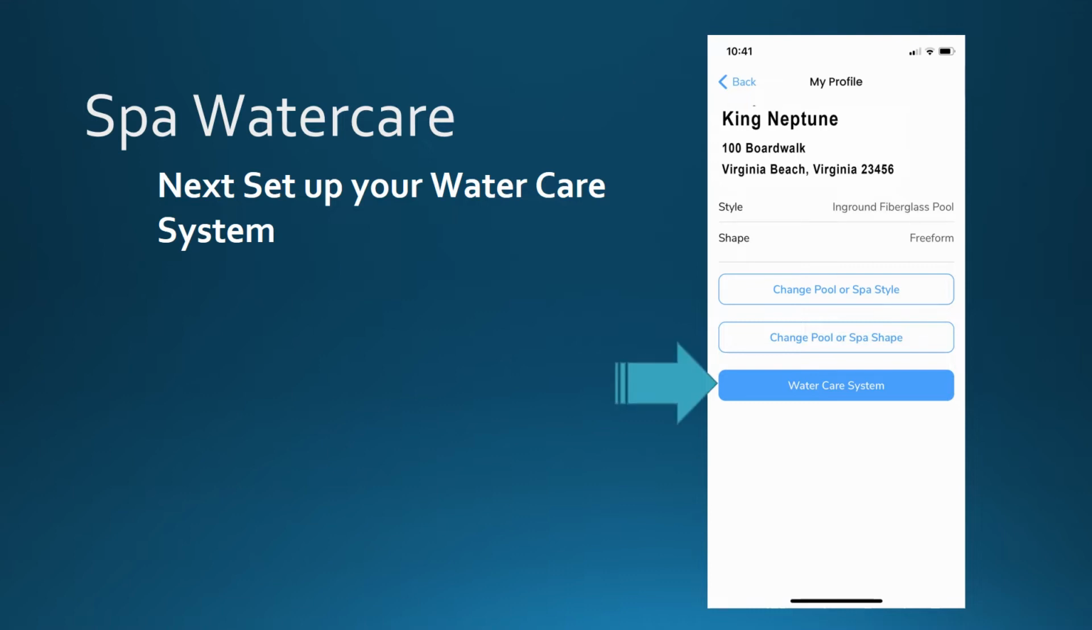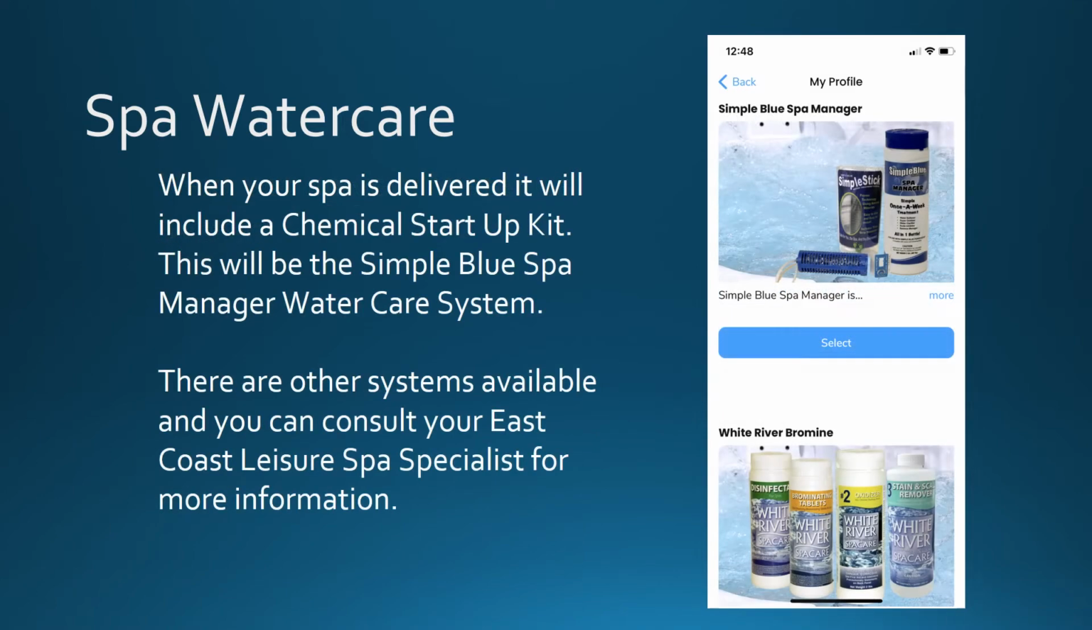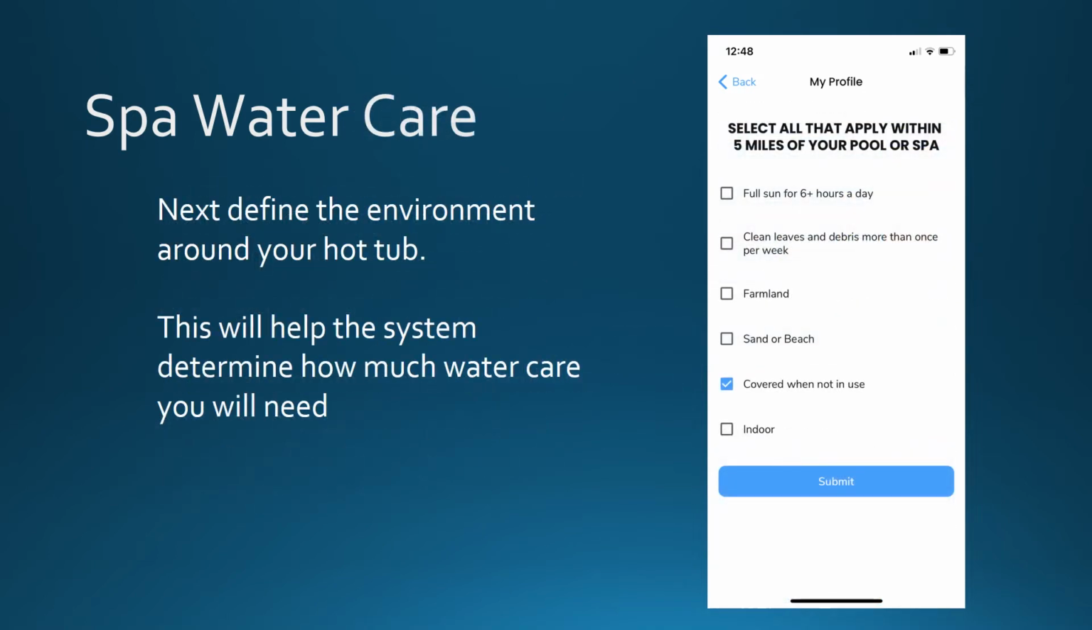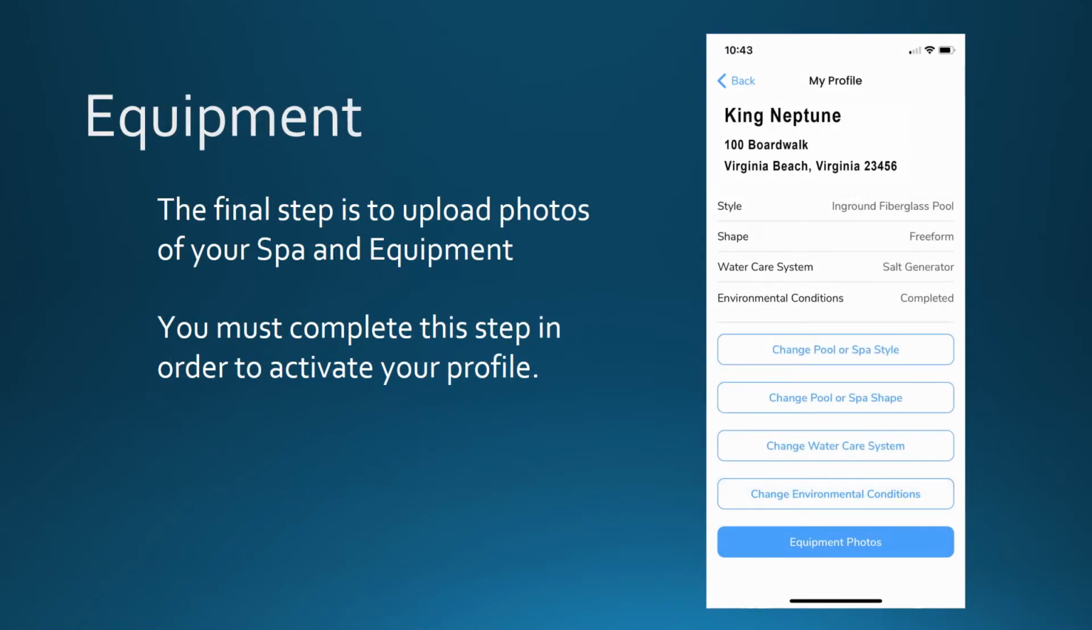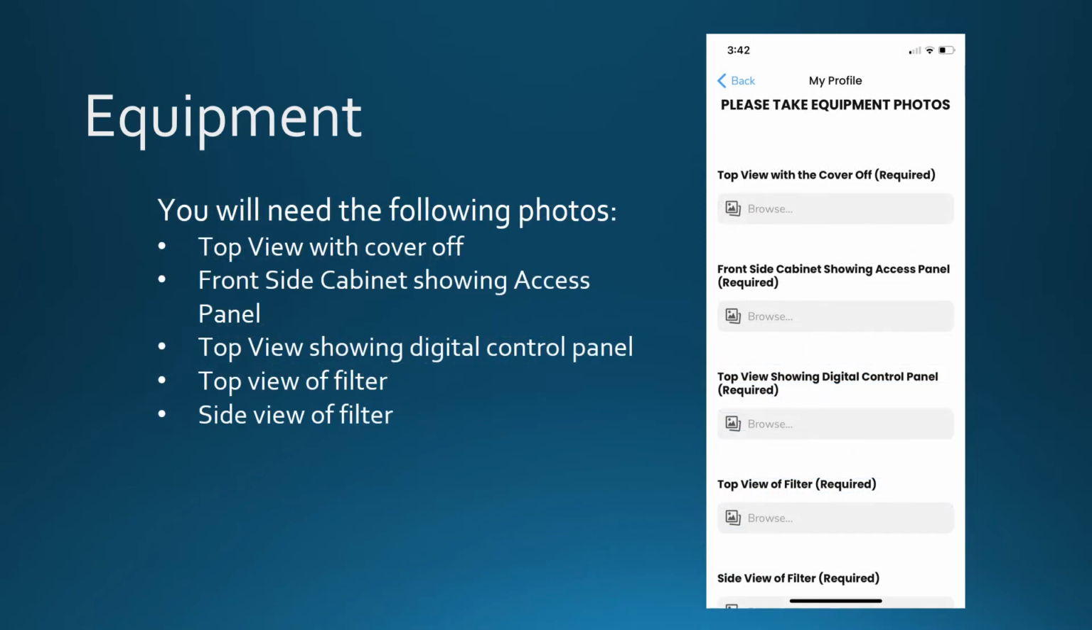Choose the water care system you plan to use or the one you currently use. Photos of the chemicals will be provided to help you determine which. Choose the environmental conditions that would most match the environment near your pool or spa. Next, choose the type of equipment you have. Follow these instructions as best as you can until you have completed them.